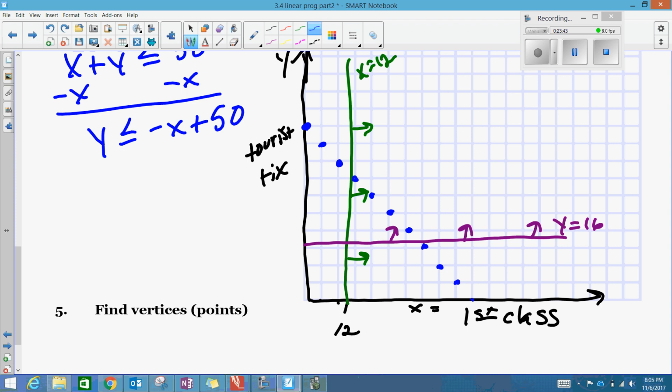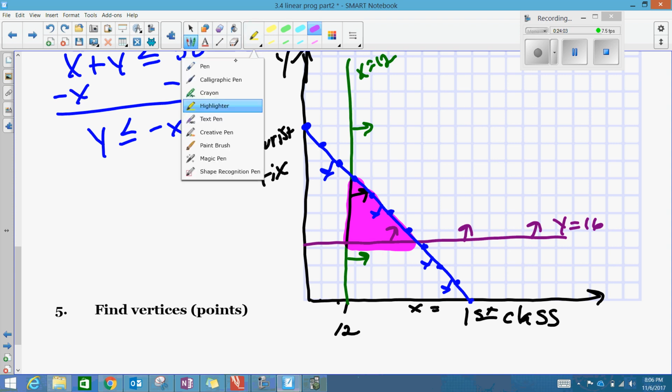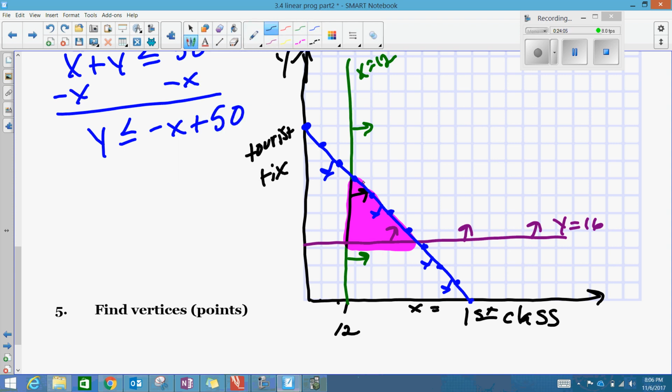And draw that line. And it has to be less than. So our solution set is going to be in here, right? So not too bad, but we're going to have to do some math to find points. So we've got a constraint here that we'll call A.